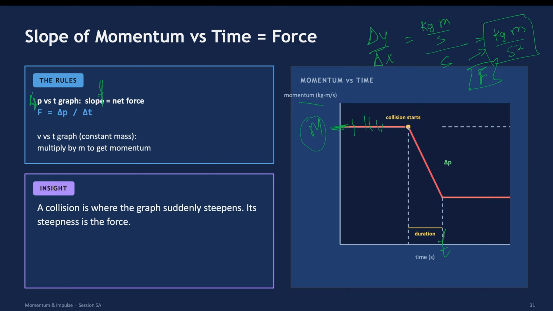And that's how you get momentum, right? I mean, that's how you get force. And for a velocity versus time graph with a constant mass, you just have to multiply that by m to get the momentum, right? Because it's m meter per second. So if you multiply that by kilograms, you'll get kilogram meter per second for a velocity time graph for a constant mass. You don't need to worry about that too much right now, but we won't even cover it that much in depth because it's not really tested, but just keep it in mind.